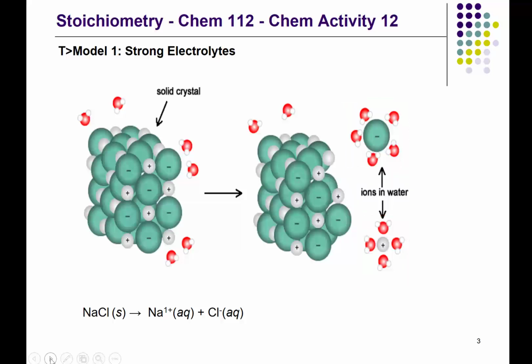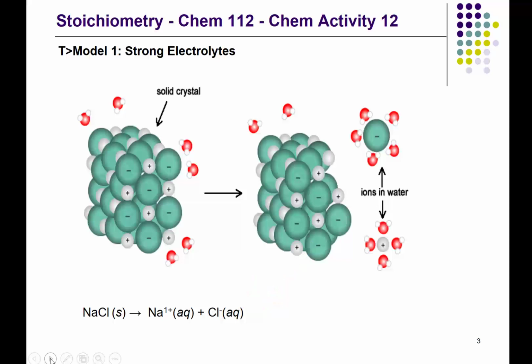The equation is written as NaCl, that is one NaCl, will produce one sodium ion and one chloride ion. Note that although water is involved in this process, we don't know the exact number of water molecules, and therefore it's not included as part of a balanced equation, but rather we write aqueous to indicate that water is involved and we produce these solutions.